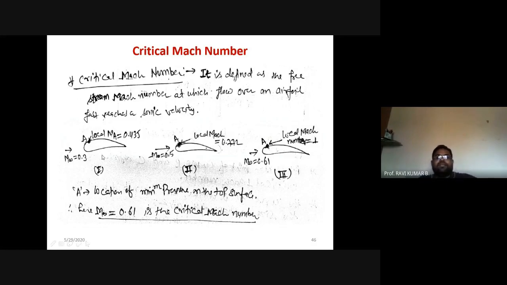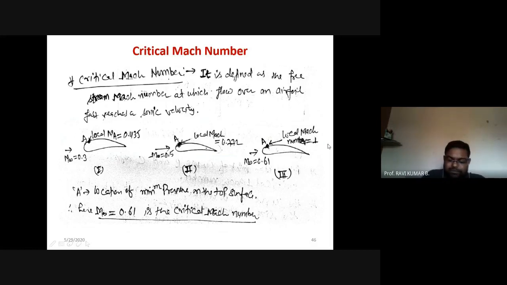Let's suppose this is the first case, when our free stream Mach number is 0.3. Consider a point on the top surface where we are measuring the velocity. At point 3, the local Mach number is only 0.435. If we further increase the free stream Mach number to 0.5, I get 0.772. Then if we increase it to 0.61, at this Mach number I get a Mach number at the same point approximately equal to 1.